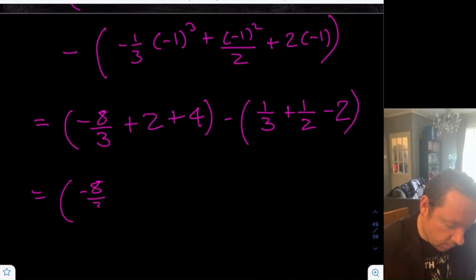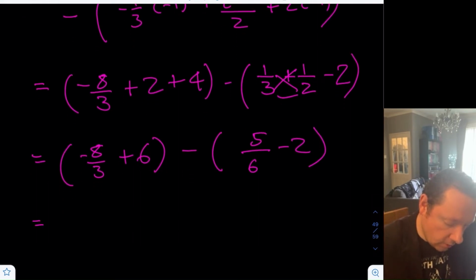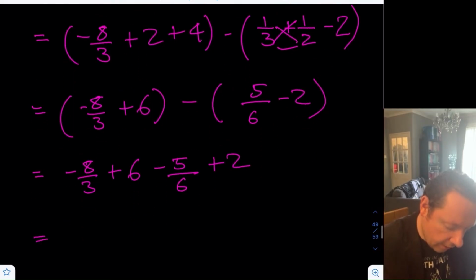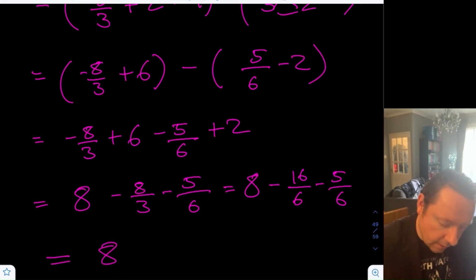Minus 8/3 plus 6 minus, I'll just times them together to get 6. 2 and 3 is 5. So we get this. I will now just take the brackets away. Minus 8/3 plus 6 minus 5/6 plus 2. Putting the numbers together, you get 8. And I've got minus 8/3 and minus 5/6 to deal with. Doubling 8/3 is 16 over 6, minus 5 over 6. So 16 minus 5 is minus 21 over 6.